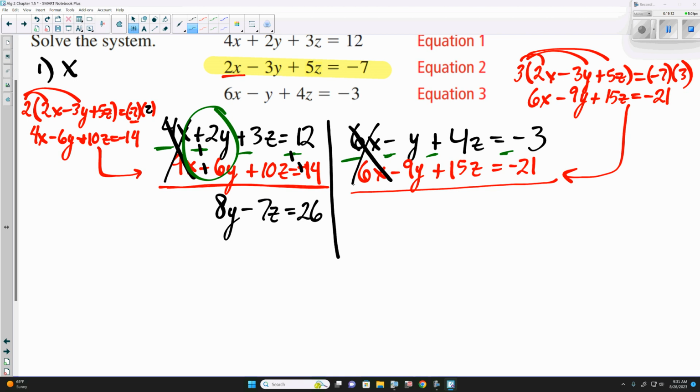The next one, negative y minus negative 9. Well, our subtraction and negative 9 do make a positive. So I can actually write in the plus, that change. So negative y plus 9y, 9 minus 1 is 8y. And negative 1 plus 9, 9 minus 1, 8y. 4z minus 15z. Well, we'll have it be negative because 15 is bigger. Negative 11z, yes.